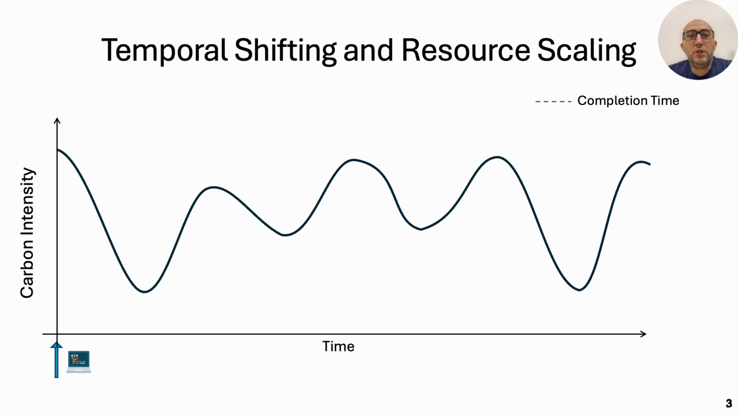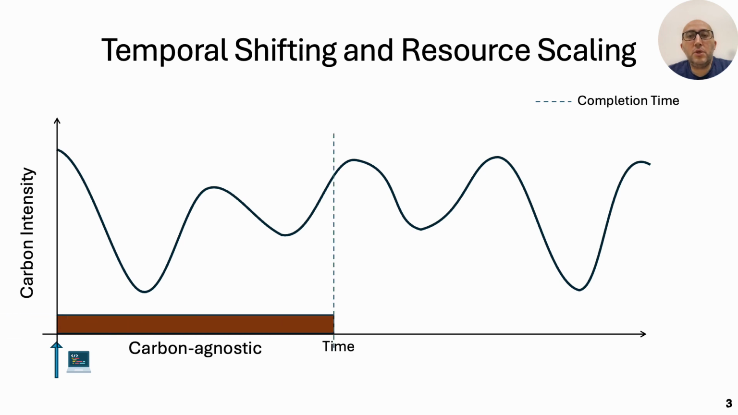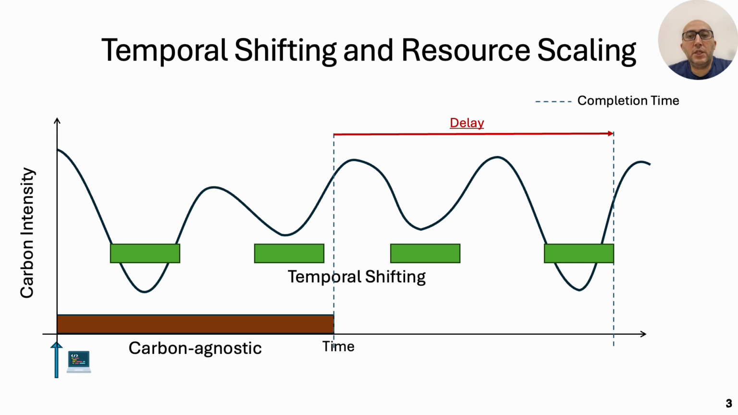As the energy mix varies throughout the day, the carbon intensity changes as well. One way to exploit this variation is, instead of running batch workloads immediately in a carbon-agnostic manner, the scheduler can execute the job when carbon intensity is low and pause it otherwise, known as temporal shifting. However, this highly increases the job completion time.